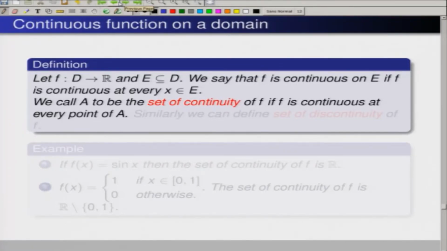Okay. So, till now what we have discussed is the continuity of a function at a particular point. Now, we can talk of the continuity of the function on a set. This is simply that if f is continuous at every point of that set, then we say that f is continuous on that set. That means, let us say f is a function from D to R and E is any subset of D, we say that f is continuous on E if f is continuous at every x belonging to E.